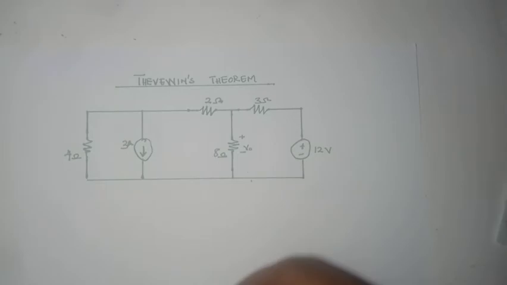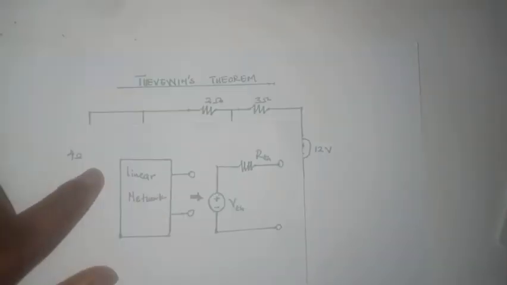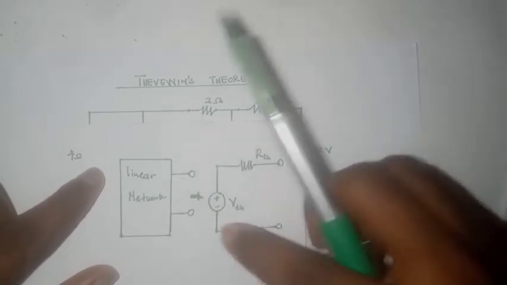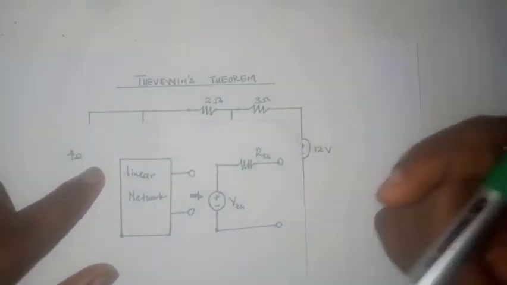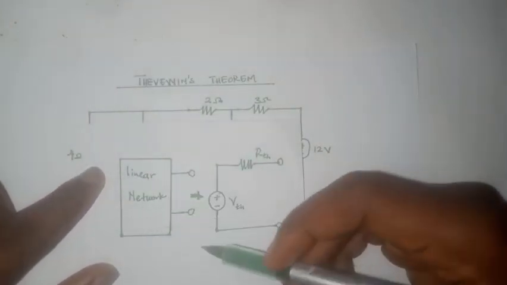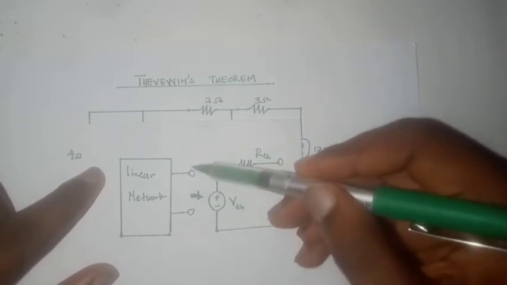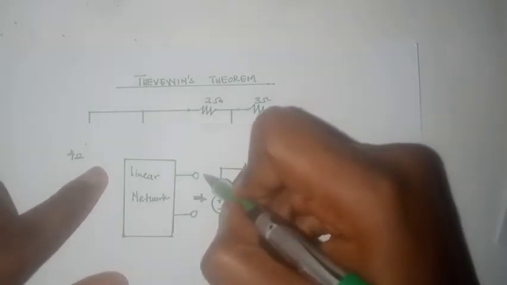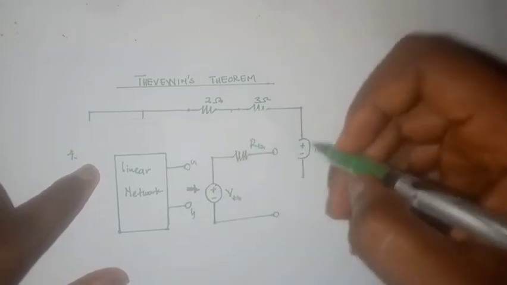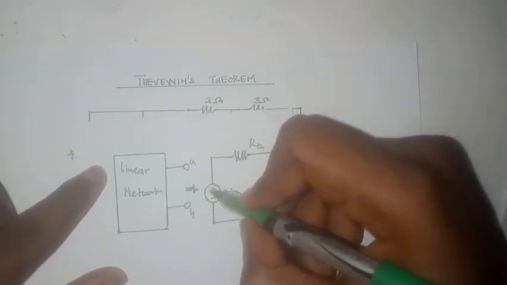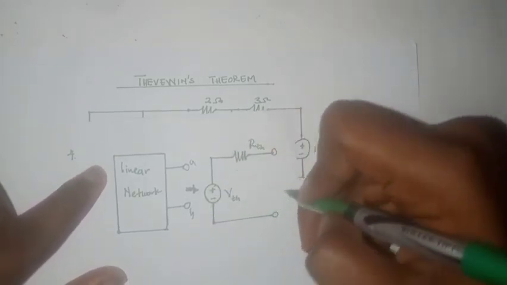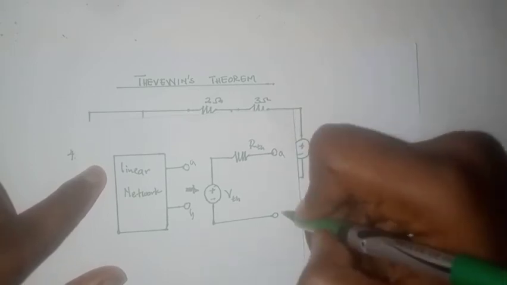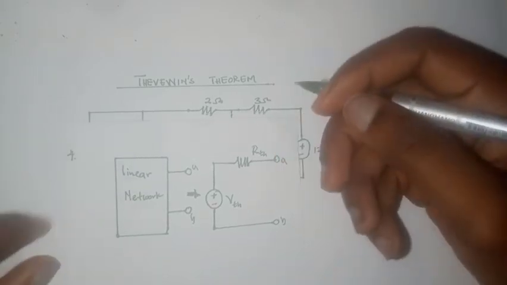In essence, what Thevenin's theorem is trying to tell us is that if we have a linear network like this, we don't care what the structure of the network is, and it has two ports. Let's call those ports A and B. We can simply represent it with a voltage source in series with a resistance at these terminals A and B.